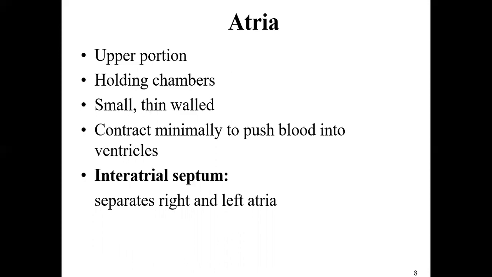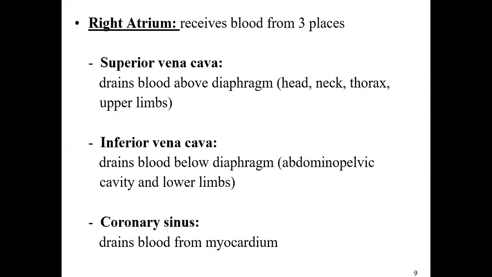Now, there's a division or a septum, a wall that separates the two atria, and that's called the interatrial septum, and that separates the right atrium from the left atrium. Now, the right atrium, the right side of the heart, is receiving deoxygenated blood, or oxygen-poor blood, from three locations, and they're listed out for you: the superior vena cava, inferior vena cava, and the coronary sinus.